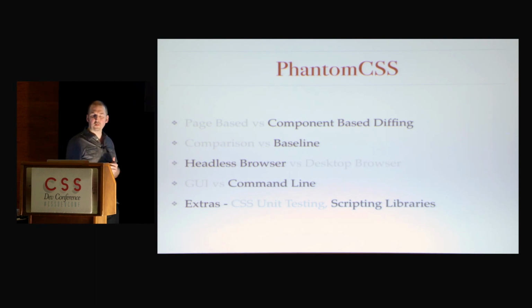So the difference with Phantom CSS is it's very much component-based diffing. That's what it's used for. It's going into a style guide, grabbing individual pieces and doing diffs on that. It's very much set up for baseline. It doesn't even have a comparison option. First time you capture, it's going to grab baselines and keep those baselines. Any subsequent tests that have a baseline for it, it's going to compare to that and see if there are any differences. So it's very much built for baseline use.